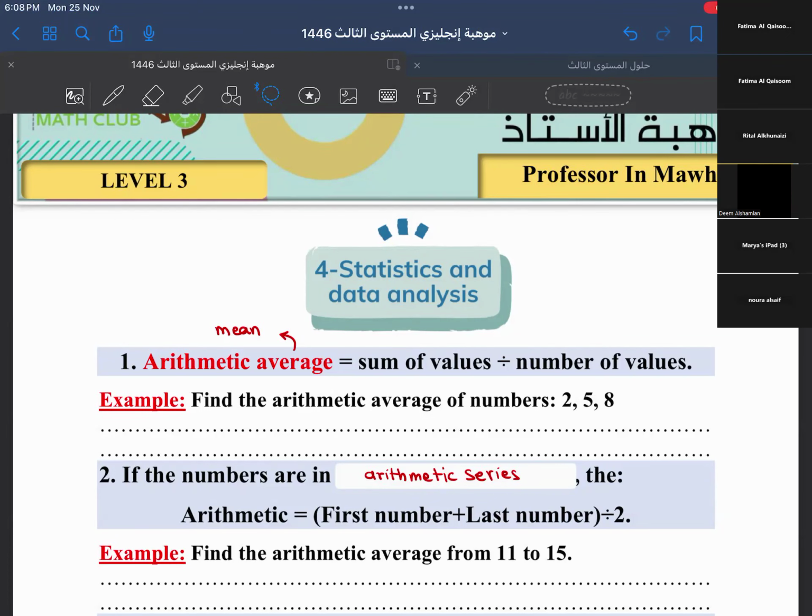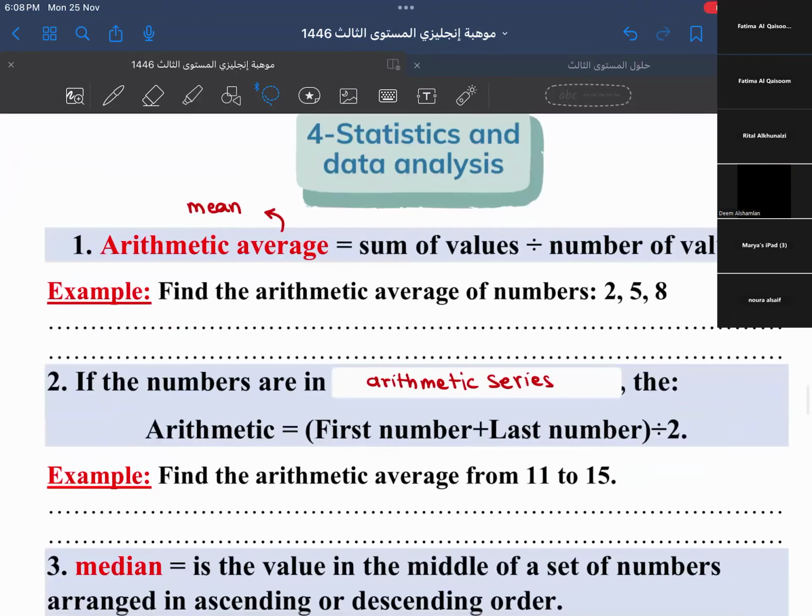Okay, so let's start now with the statistics. And the first question is about the arithmetic average or the mean. The mean is the sum of the values divided by the number of the values. So I'm going to have a group of numbers, add them together, and then divide by how many values I have here. You're familiar with this equation, I guess, right?